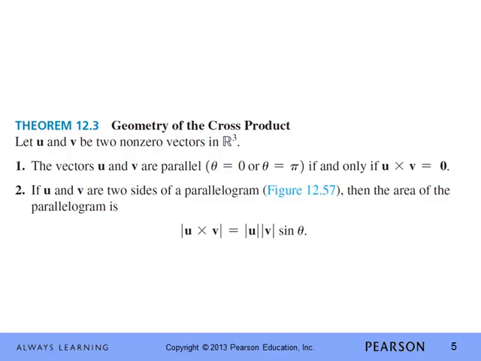So this just kind of repeats what I just said. If the two vectors u and v are parallel, that is equivalent to saying that the cross product is the zero vector.